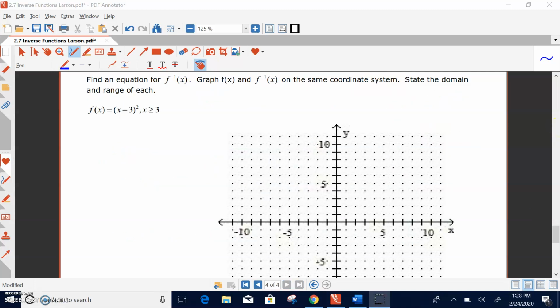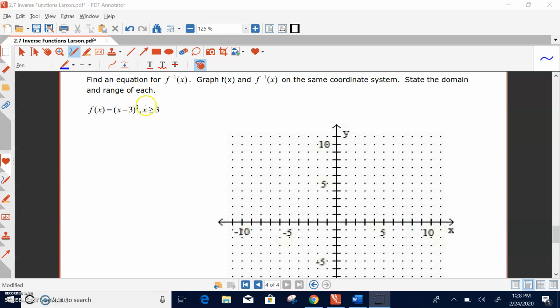So now let's look at the last problem in this section. It's going to pull all those properties together. We want to find f inverse. We want to graph f and f inverse, and then state the domain and range of each of these. So there's a lot involved here. So let's first start off with our f of x.